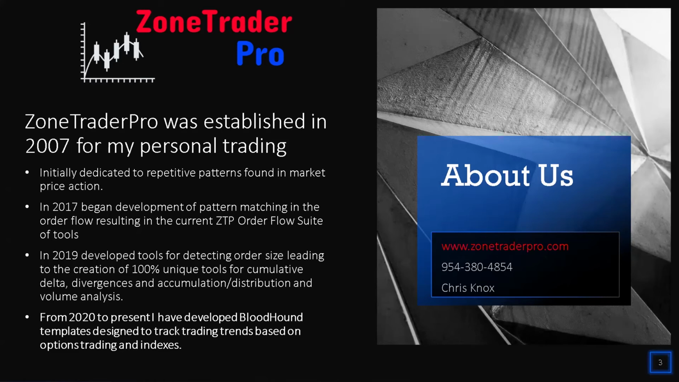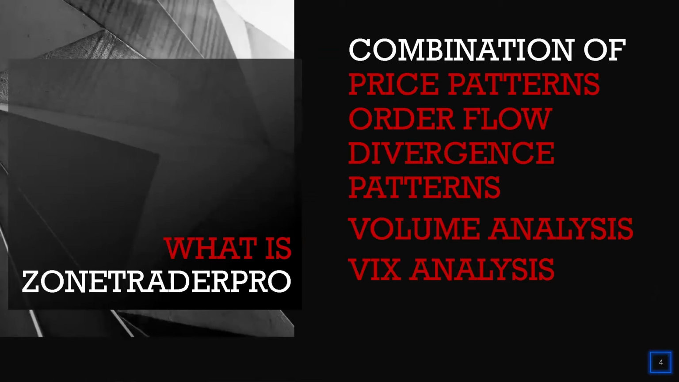Basically began really developing a lot in 2017 with order flow, and then the ability for Ninja to go back and rebuild the tape so that we could see the size of orders. So this has led us to divergences, being able to analyze volume, and being able to analyze the VIX.